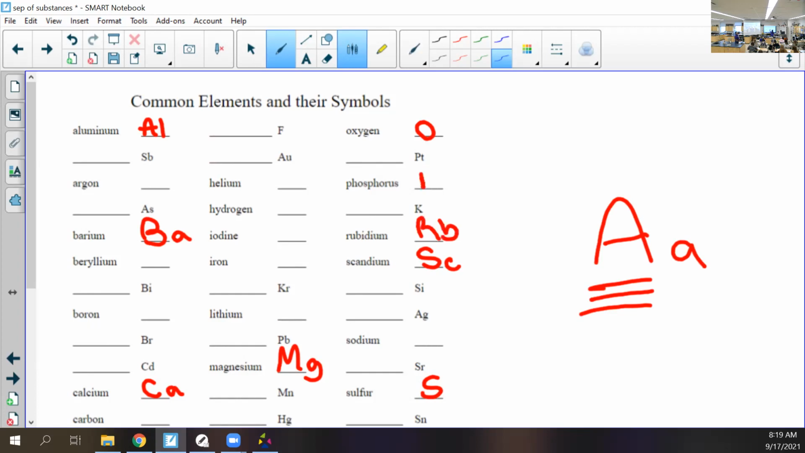Number 4. This is Shelby's "but what about gold?" It should be GD or something like that, right? But it's not. And number 4 is some symbols come from the Latin names. So I don't know if you're aware of this, but the United States of America is not the only country, and English is not the only language spoken in the world. Right, Diego?